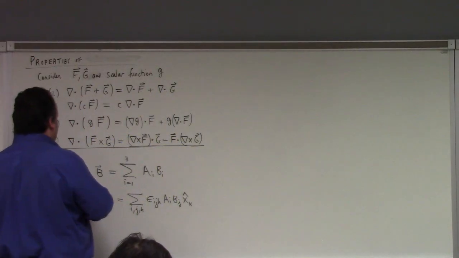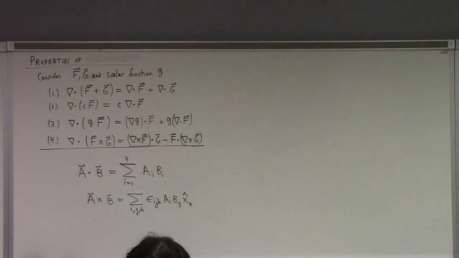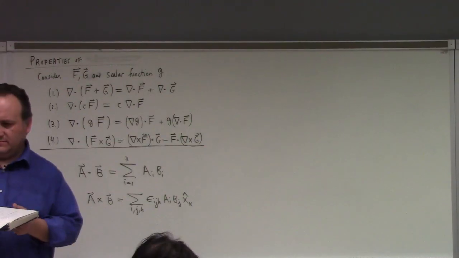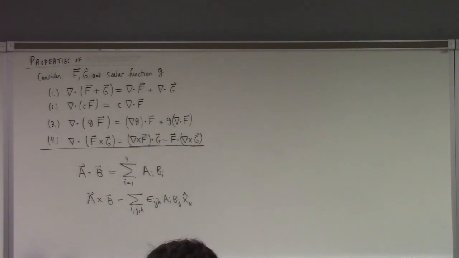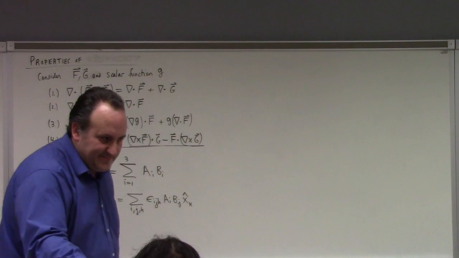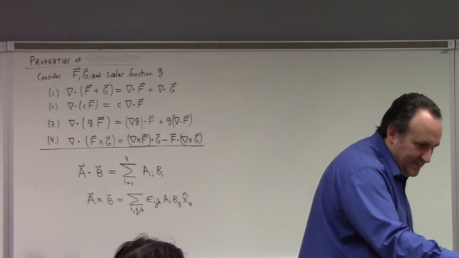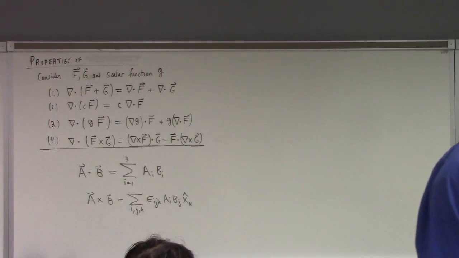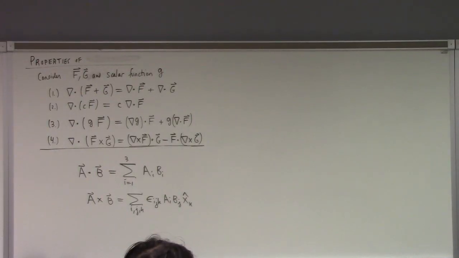So it turns out that the answer is... well, here. See number 4? That's so fun. That's the dot product. That's the gradient of the dot product of two vector fields.